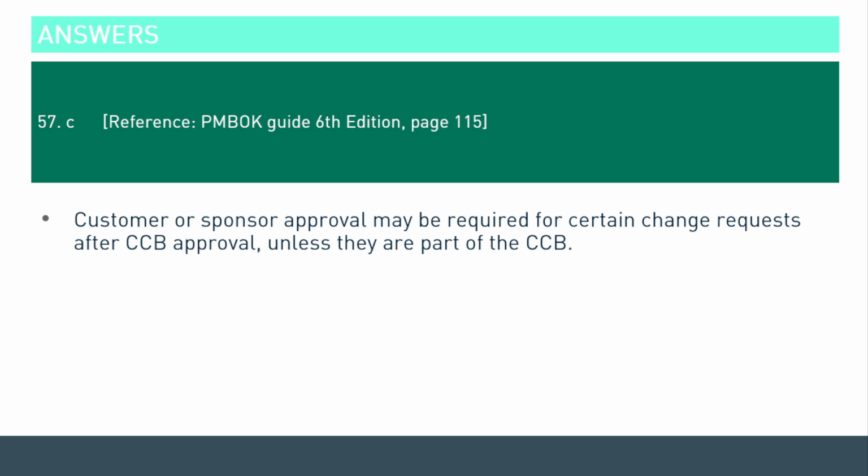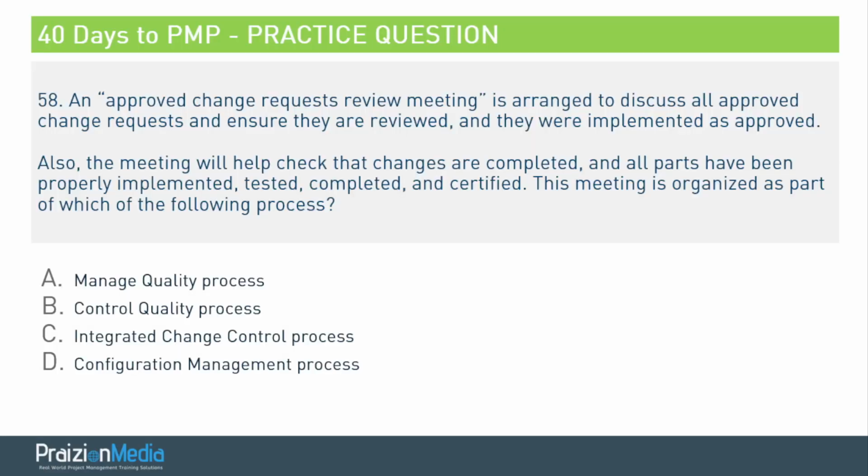Okay, let's move on to our next question. An approved change request review meeting is arranged to discuss all approved change requests and ensure they are reviewed and they were implemented as approved. Also, the meeting will help check that changes are completed and all parts have been properly implemented, tested, completed, and certified. This meeting is organized as part of which of the following process? And make sure you hit the pause button if you need more time.